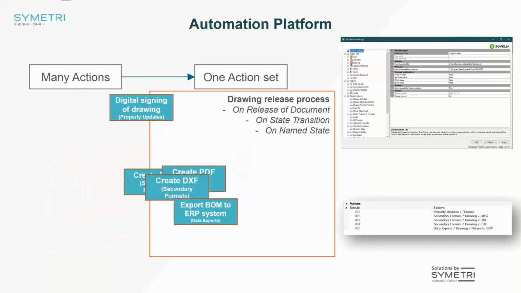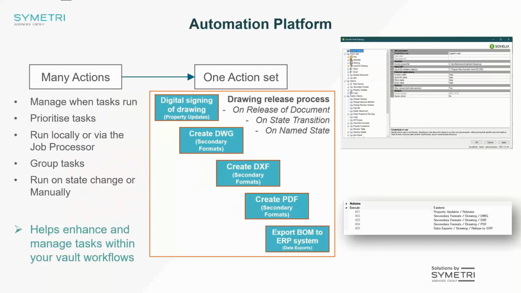So, I'm just going to briefly talk about action sets, and I have already mentioned this. What it is, you may not want a user to go into a file, right click and create DXF, then right click and select and create PDF, and then update the properties and then export the bill of materials and all the various other tasks you may have set up in here.